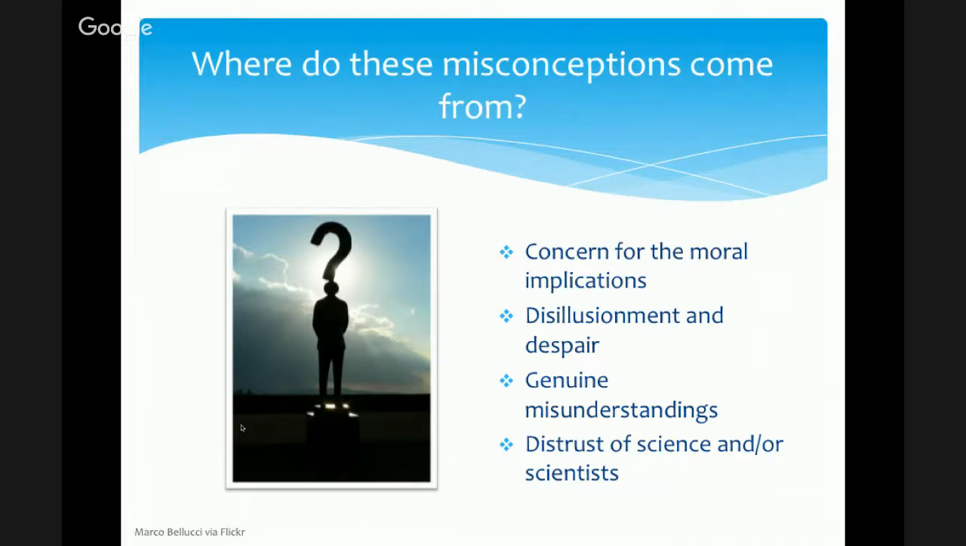Now, where do they come from? There are 4 main buckets that we talk about at NCSE. The first 2, concern for the moral implications, and then disillusionment and despair, I think really are involved a lot with the religious conflict. That's, if evolution is true, what does that mean for me? That I'm not special, kind of an argument.